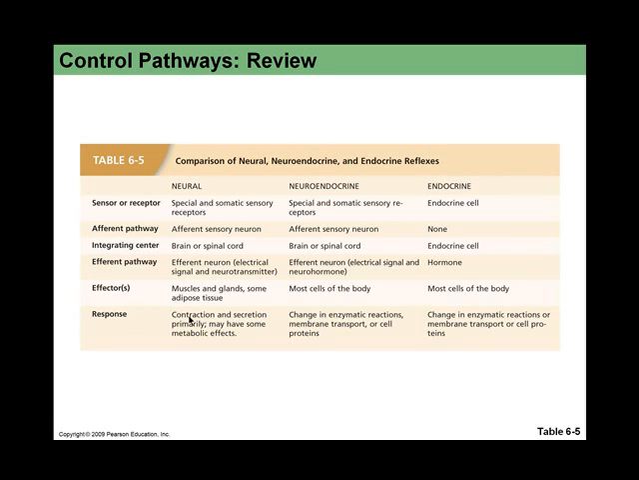And then the response for the neural, you're going to have muscular contraction, secretion. So those are the two primary ones. And then maybe some metabolic effects. For the neuroendocrine, you're going to have enzymatic reactions, membrane transport, and cell proteins that will be affected. And that's, of course, same as the endocrine, because we're talking about the final part, the endocrine and endocrine in each of these.